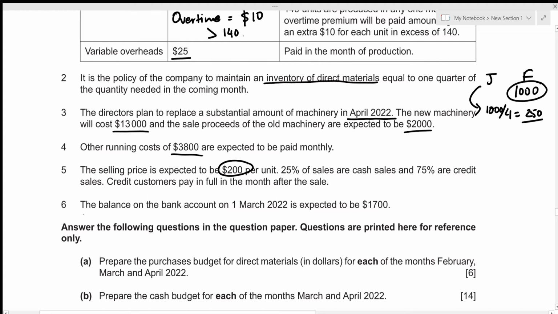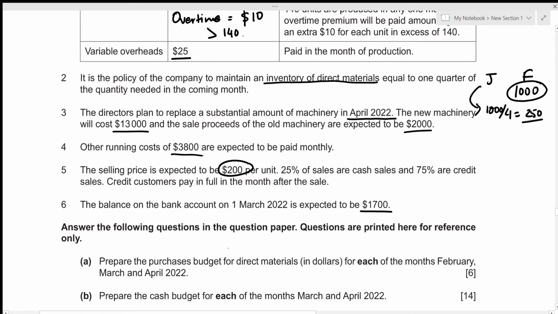For the sixth one, we are given the balance on the bank account on 1st March 2022, which is expected to be 1,700. For the first part of this question, we need to prepare the purchases budget for direct materials in dollars for each of the months February, March, and April 2022.